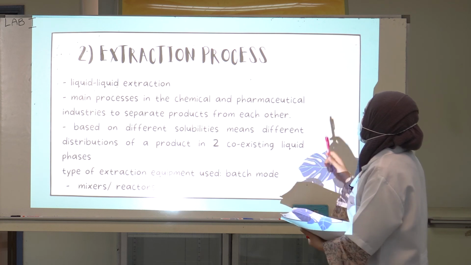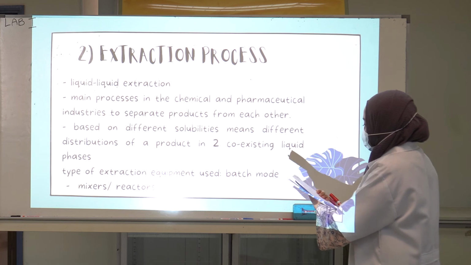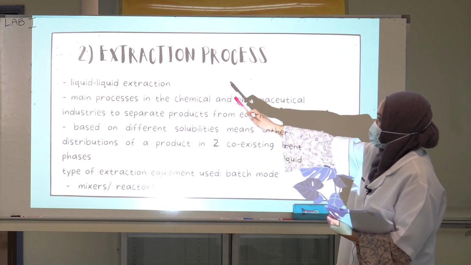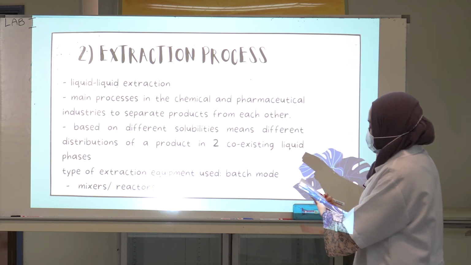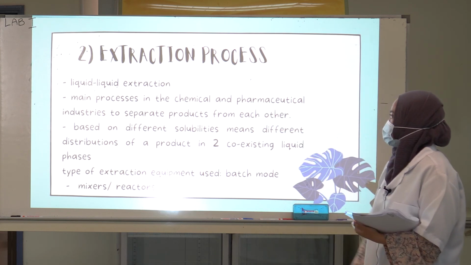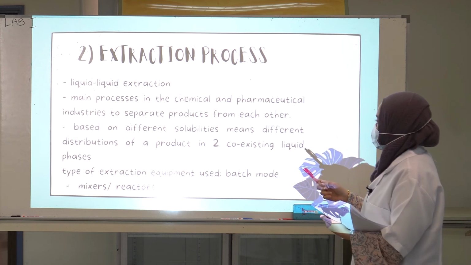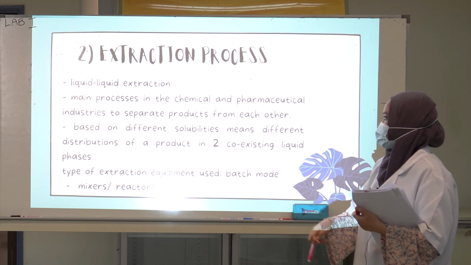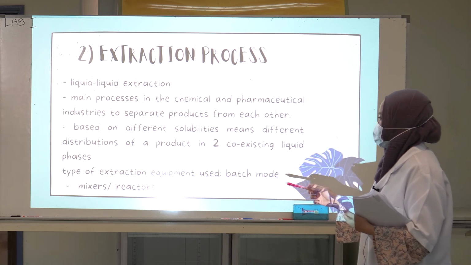Okay, the extraction process is liquid extraction. An example of how the extraction process is carried out in industry is liquid extraction. It is a main process in the chemical and pharmaceutical industries to separate products from each other. Liquid extraction is based on different solubilities, meaning different distributions of a product in two coexisting liquid phases.